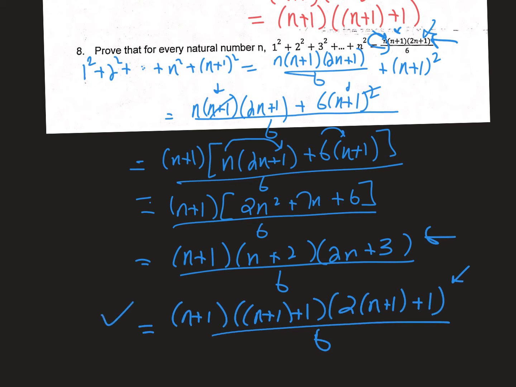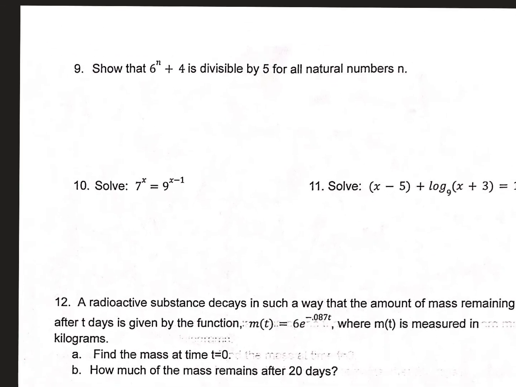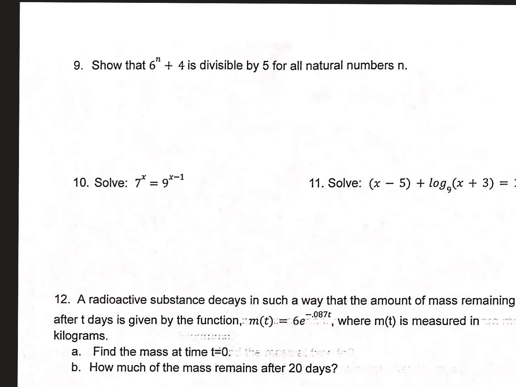Number 9, show that 6 to the n power plus 4 is divisible by 5. Again, check the 1 first. Okay, I'm skipping that just to keep this video short. So 6 to the n plus 4, if it's divisible by 5, it means you can multiply 5 times anything and get that term. So first step always is let's move that 4 over.